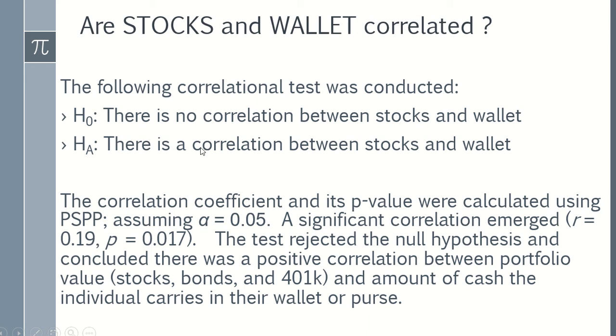Now, if we look at stocks and wallets, are these two variables correlated as well? We have a p-value here of 0.017. This is lower than 0.05, so we reject the null, and we conclude that there is a positive correlation between portfolio value and the amount of cash individuals carry in their wallets or purses.